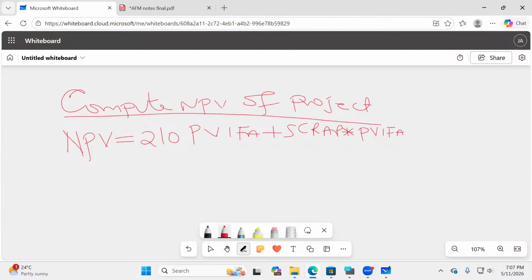You multiply this with the PV. And then at the end of the day, as the brother told us, there is an initial outlay, which is a cash outflow. So I'm subtracting the initial outlay.